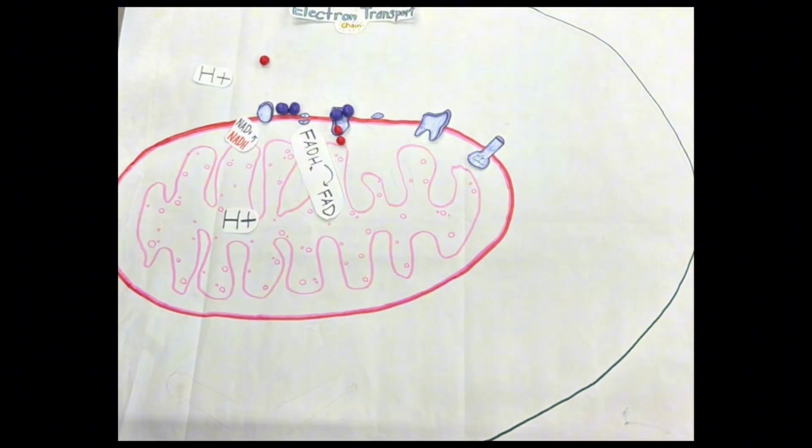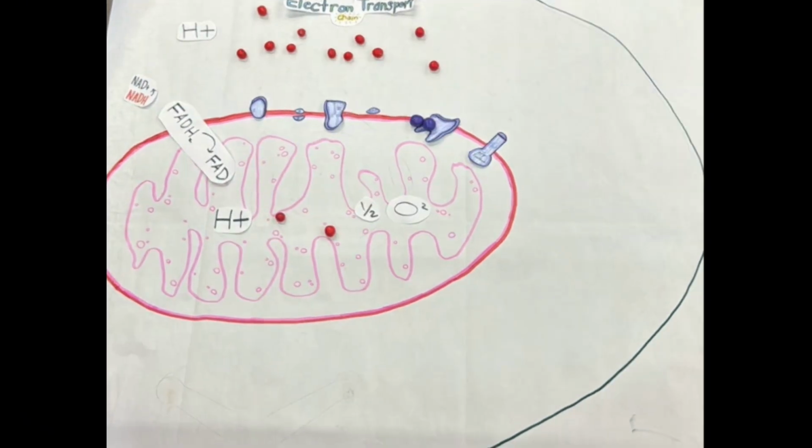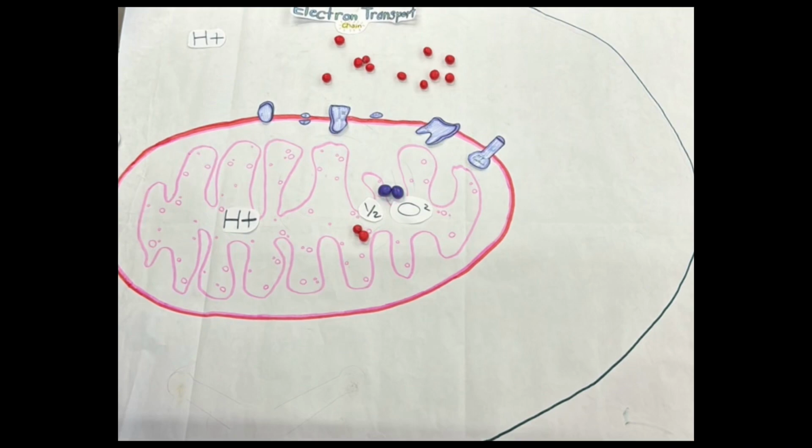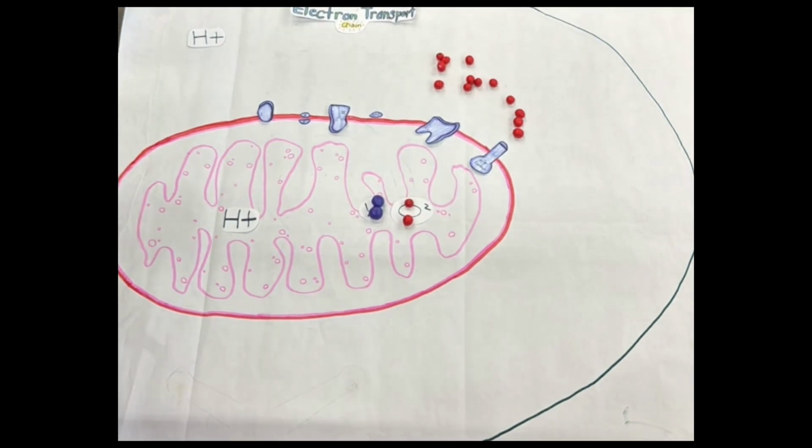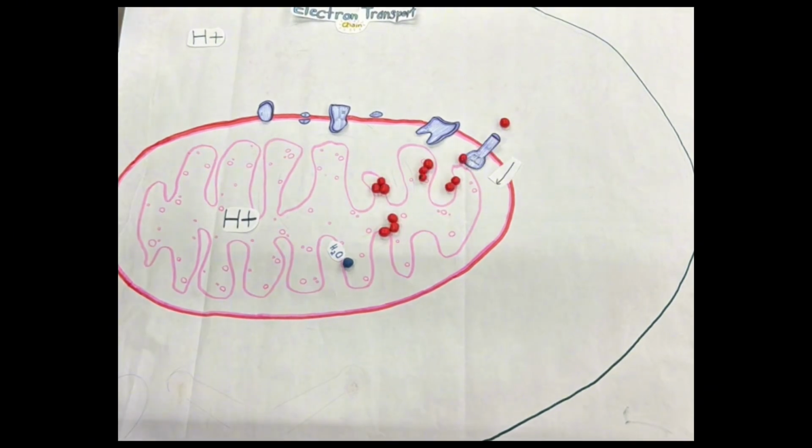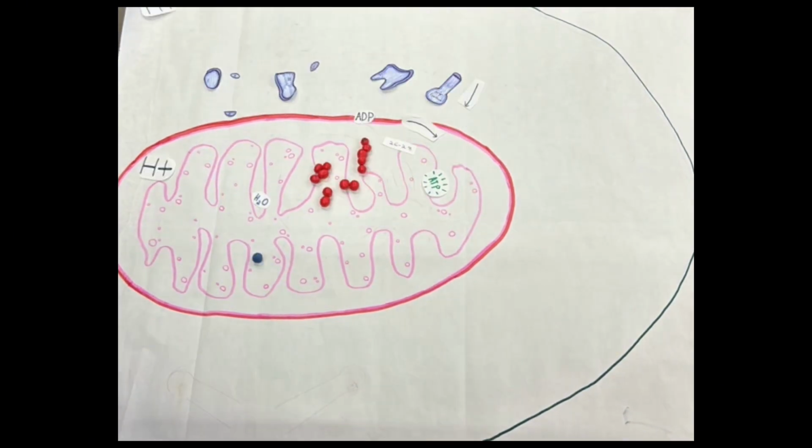As this happens, protons are pumped from the mitochondrial matrix into the inner membrane space. The electric force and concentration gradient will cause the protons to flow through the ATP synthase enzyme. The enzyme also smashes phosphate and ADP to make ATP.